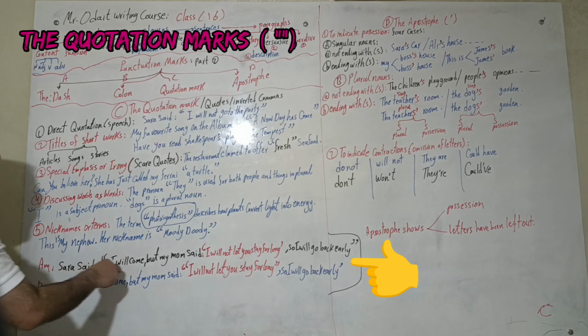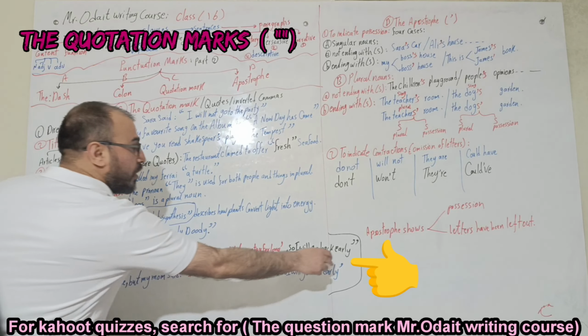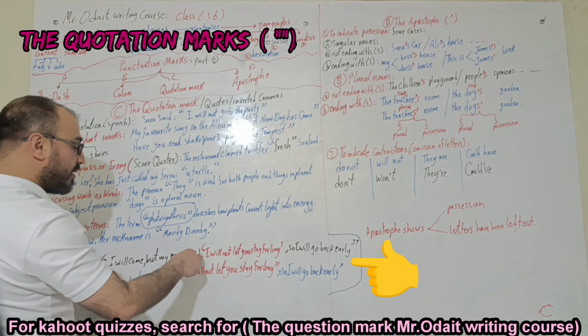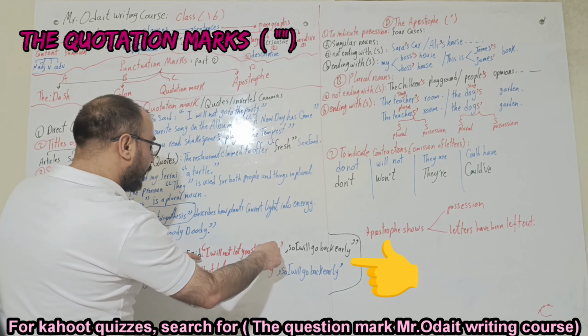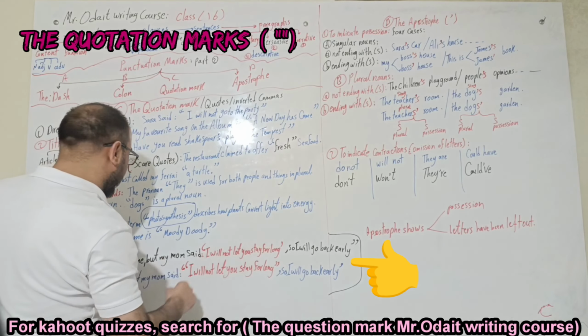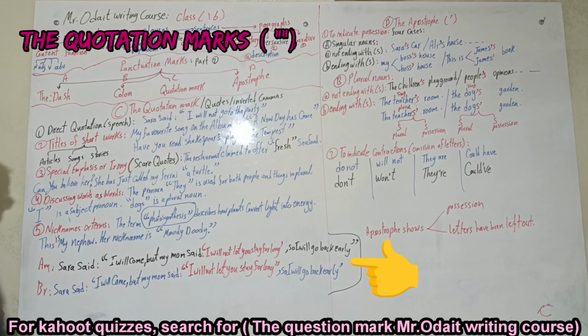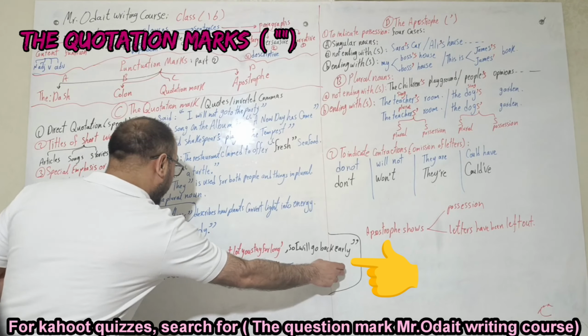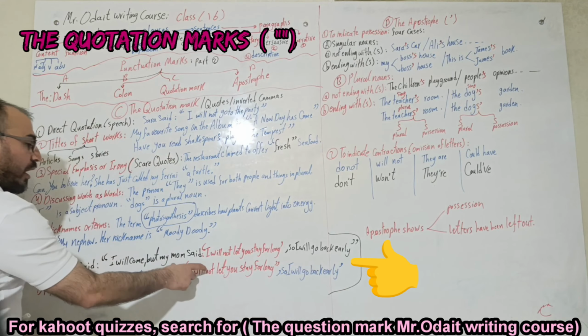For the American style, we use for the main quotation the double quotation mark. For the sub quotation or the inside quotation, we use the single, while the situation is the opposite for the British. And here we have the single for the main one and the double in the inside quotation.